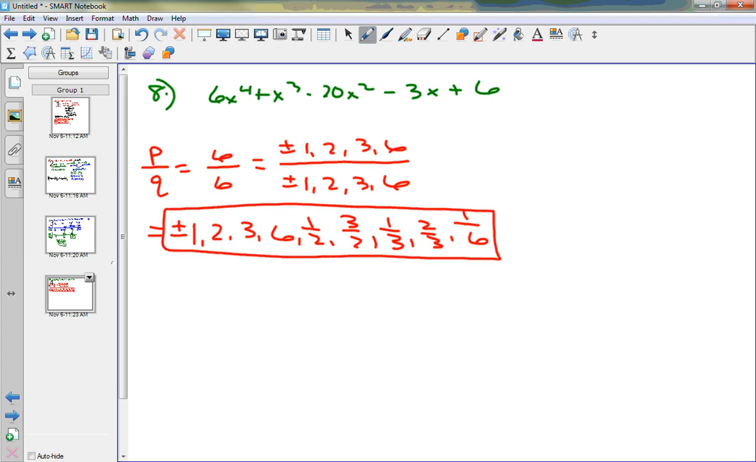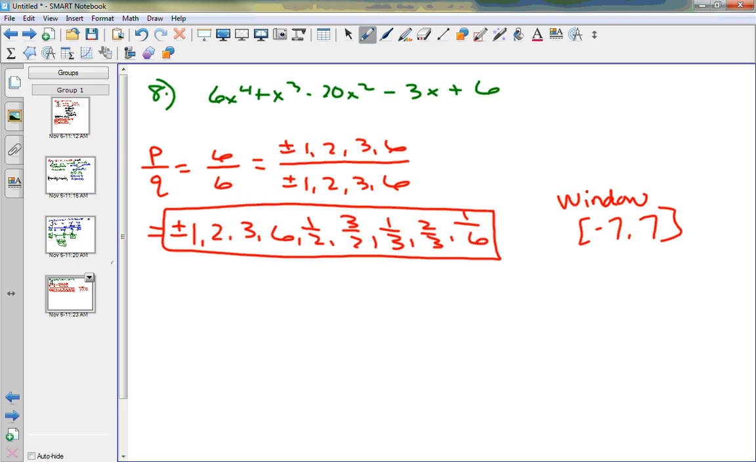P over Q, P is your constant. Well, yeah, but let's say the constant's a negative. Doesn't matter, it's still plus or minus. Yes. Okay, what's my window size now? -7 to 7. Meaning if my roots are not in between -7 to 7, then what does that imply about my roots? They're imaginary. Do we all understand that?